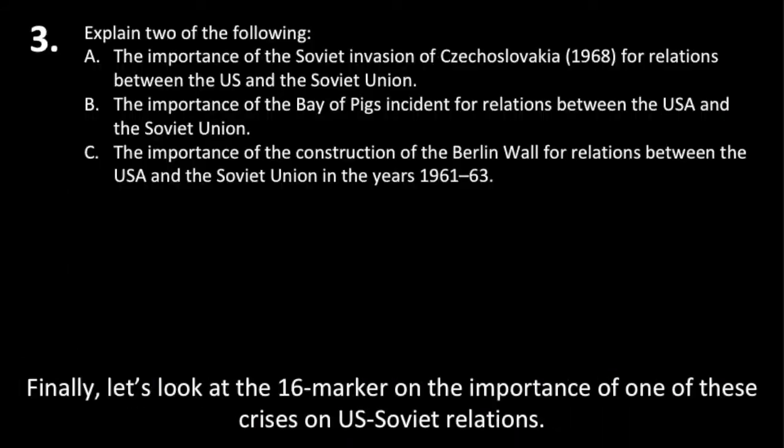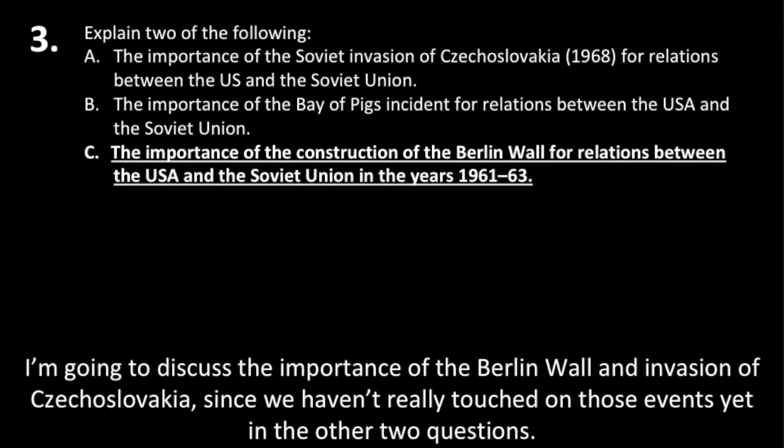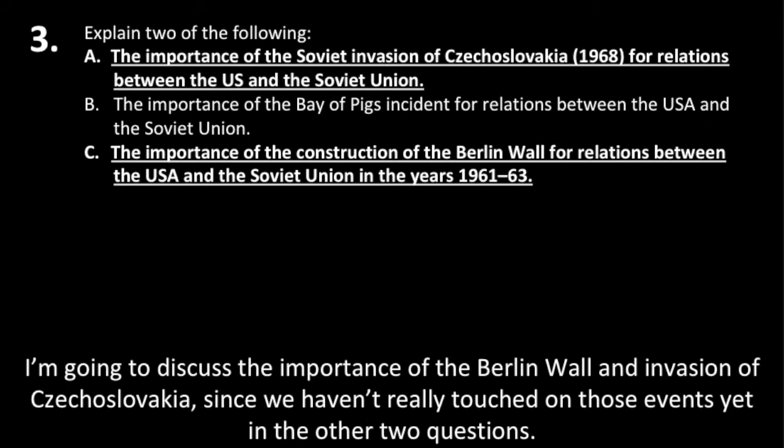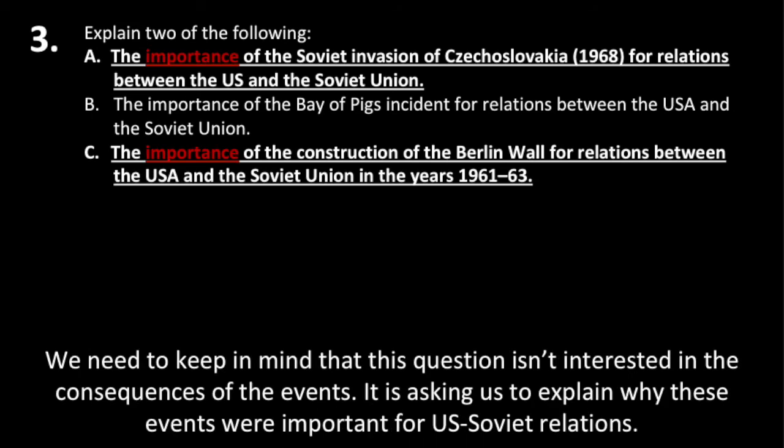feedback. Finally, let's look at the 16 marker on the importance of one of these crises on US-Soviet relations. I'm going to discuss the importance of the Berlin Wall and an invasion of Czechoslovakia, since we haven't really touched on these events yet in the other 2 questions. We need to keep in mind that this question isn't interested in the consequences of the events. It is asking us to explain why these events were important for US-Soviet relations.